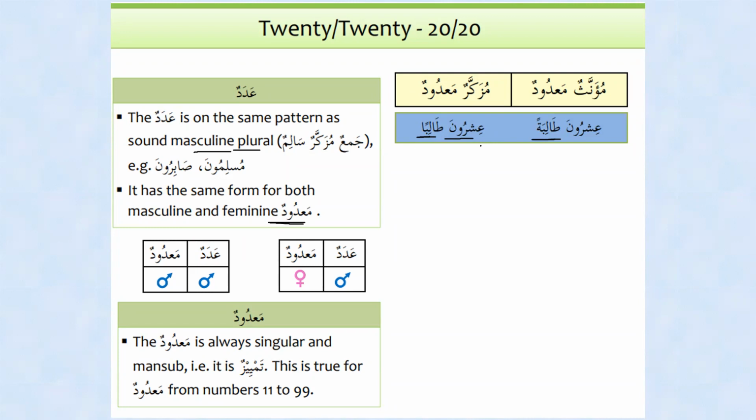However, we know that ishruna is declinable, so it can be ishruna, it can be ishrina, depending on what comes before it. But the madud will always be singular and mansub. And this is true for all the decades, uqud, from 20 to 90, like 20, 30, 40, 50, up to 90. The pattern will be the same: ishruna, thalathuna, arbauna, khamsuna, up to tis'una. The pattern will be the same.